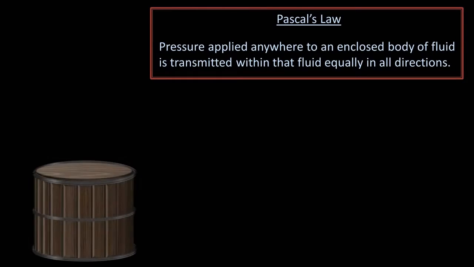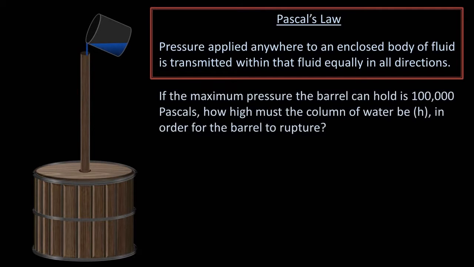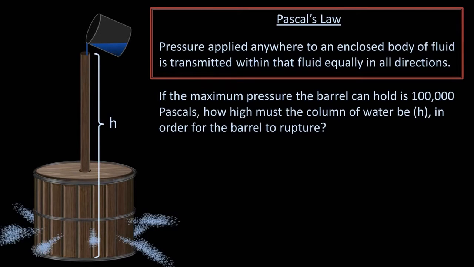First, imagine we have a wooden barrel full of water. A vertical tube is inserted into the lid. If the maximum pressure the barrel can hold is 100,000 pascals, how high must the column of water be in order for the barrel to rupture? We know that the primary equation of hydrostatics is the pressure gradient is equal to the density of the fluid times acceleration due to gravity times h.